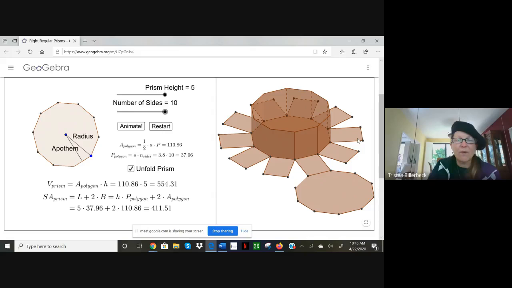Now, if you notice with all the volume here, it's area of the polygon times the height of the prism. Okay, and surface area is the lateral area plus 2 of the areas of the bases, or the height times the perimeter of the polygon plus the area of the 2 bases. So that's what this means when you see these formulas down here. And these are general formulas that work for all polygons.